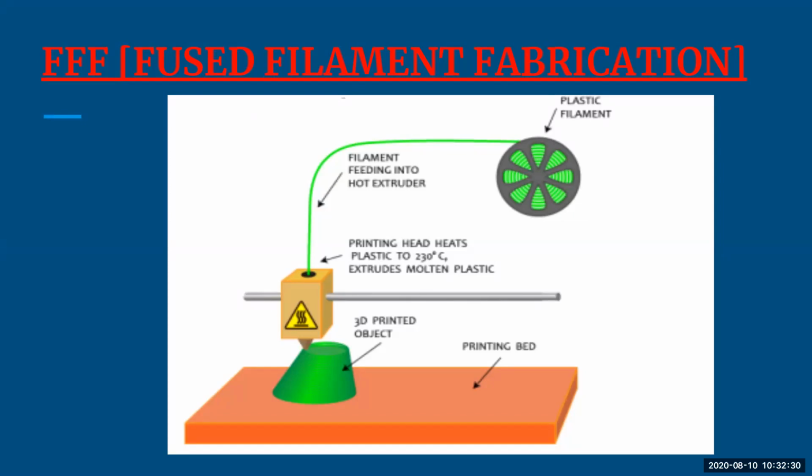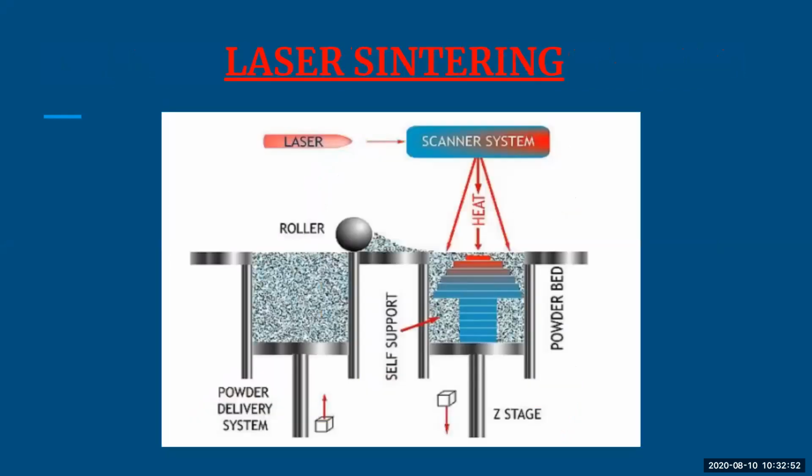So the first is your fused filament fabrication. In fused filament fabrication, the material you are going to use is molten plastic. Whatever plastics are not in use can be recycled and melted, and with that you can create another set of material. So that is your fused filament fabrication. Let's move to the next.